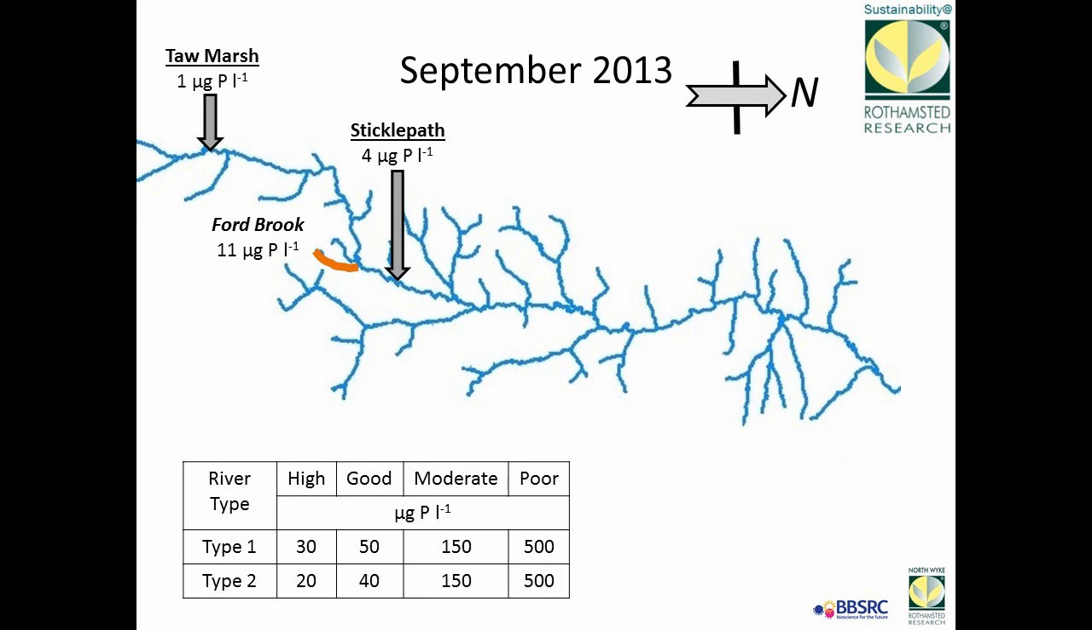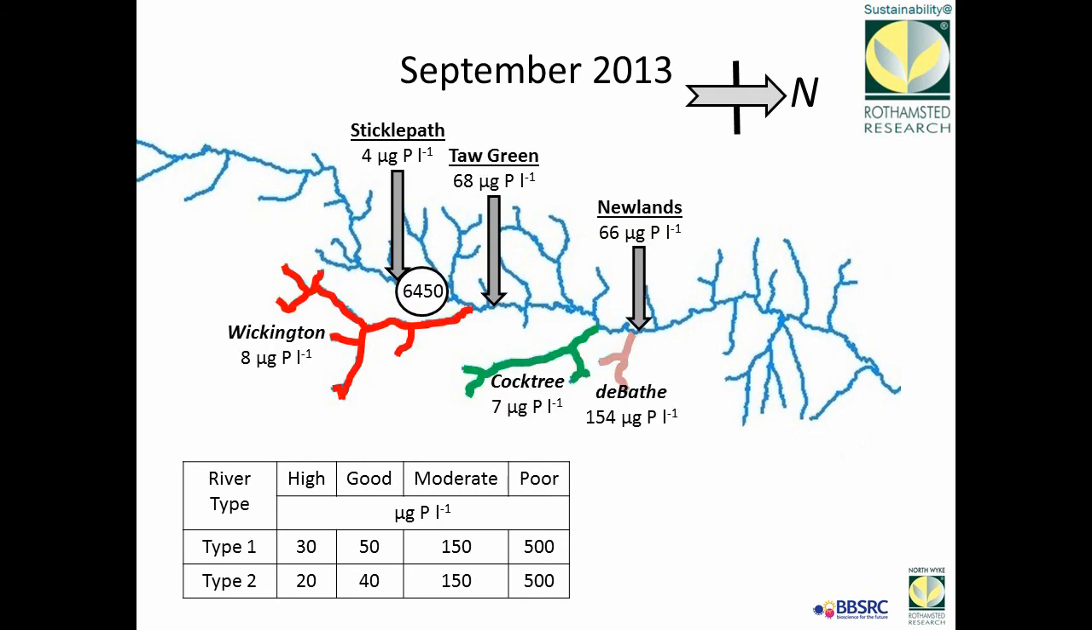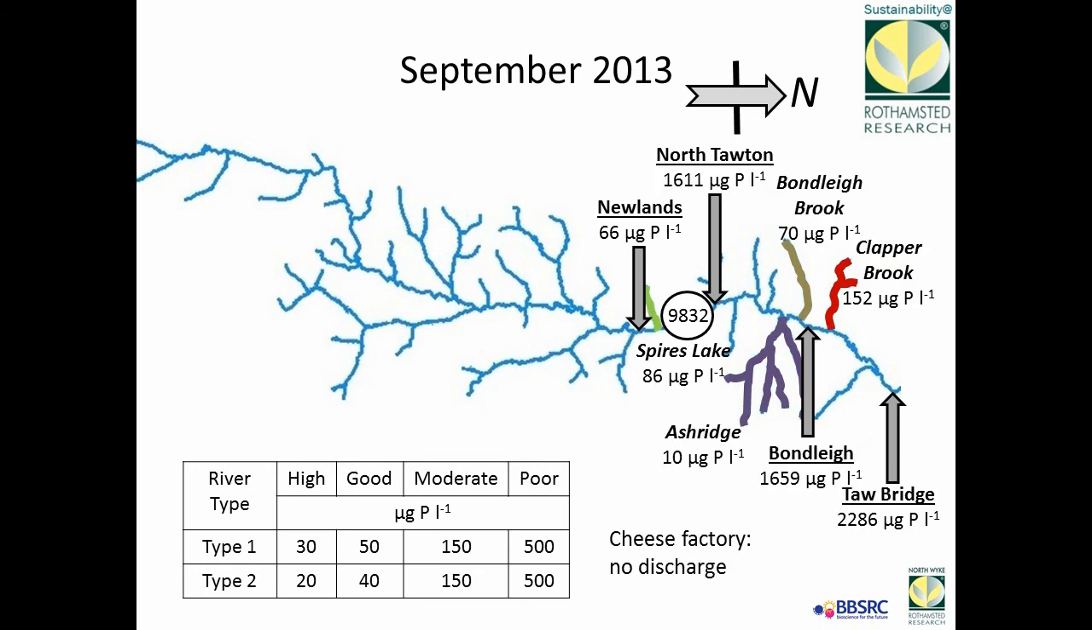And the most recent sampling, we did this a couple of weeks ago. Upper part of the river, all nice and clean. The sewage treatment works at Sticklepath, still at 6,000. We're looking at an increase in the river, decreasing down to Newlands. Dilution, broadly speaking, from the streams feeding it, with the exception of the one. There's no discharge at the cheese factory when we're sampling it at this point, so it's contributing nothing. 10,000 at the sewage treatment works. Now you're looking at, in the river at North Taunton, 1,500 micrograms P per litre, which is increasing quite dramatically at Bondley and Tor Bridge.